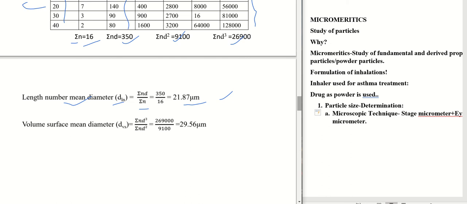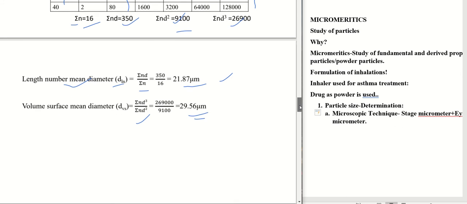And let's consider the mean diameter by considering the volume. The volume itself says we need to consider the 3-dimensional length, breadth and height. So we will be considering the cube of the value, that is d cube. So sigma nd cube by sigma nd square is equal to this. This is how we will be calculating the particle size of the given powder sample.